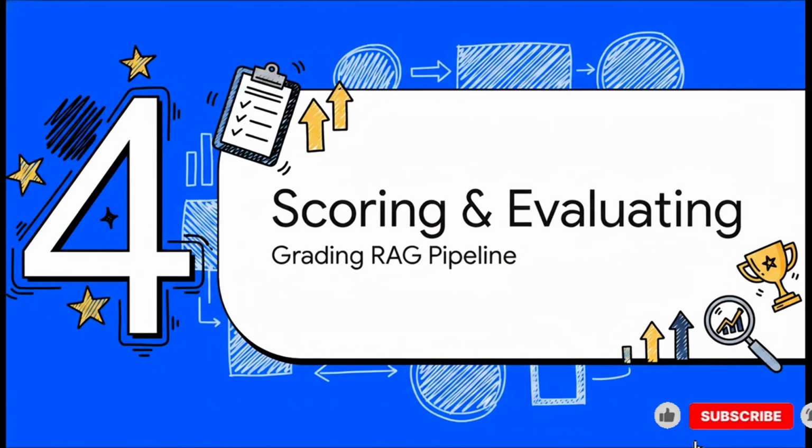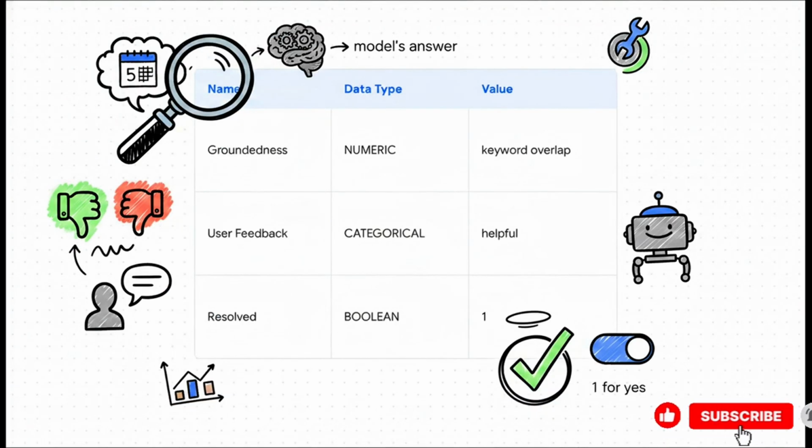Which brings us to part four, scoring and evaluating outputs. We are basically grading the RAG pipeline. The whole point of this is evaluating the quality of our traces using inline and retrospective grading. Sure, you have your trace, but was the model's answer actually any good? Well, we can seamlessly map different scores directly to that trace ID we generated earlier.